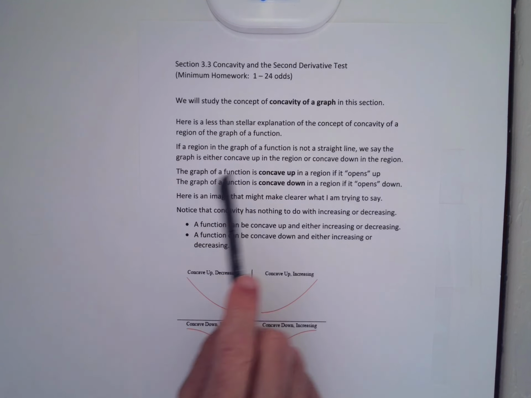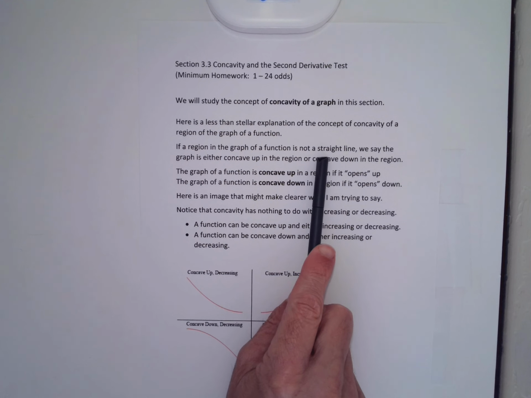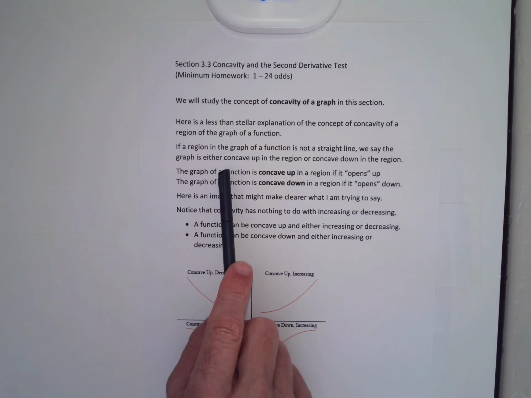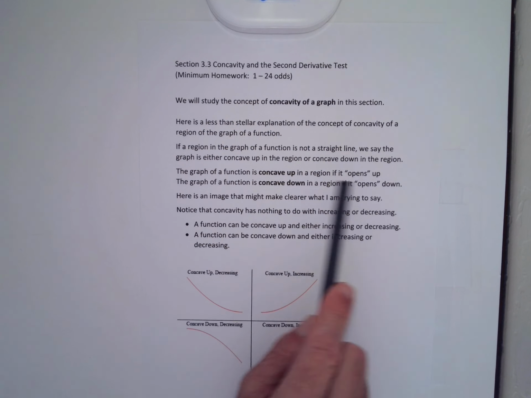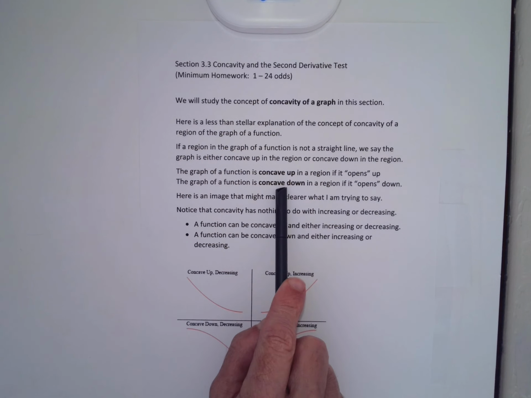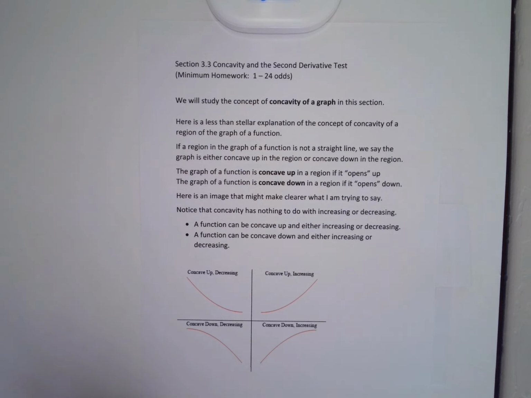Anyways, so if a region of a graph is not a straight line, we say that the graph in that region is either concave up or concave down. The graph is concave up if the region opens up. The graph is concave down if the region opens down. Clearly not that great of an explanation. Here is an image of what I'm trying to say.